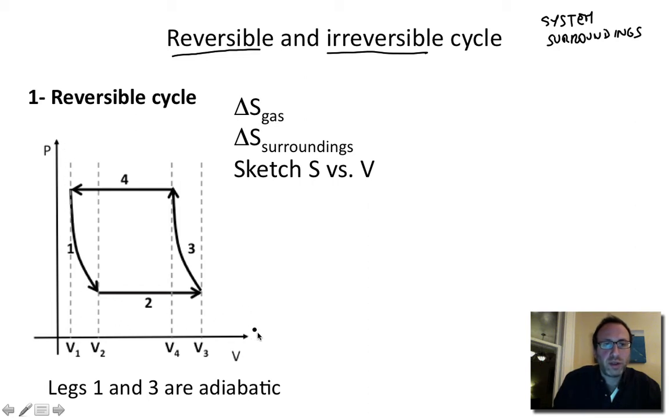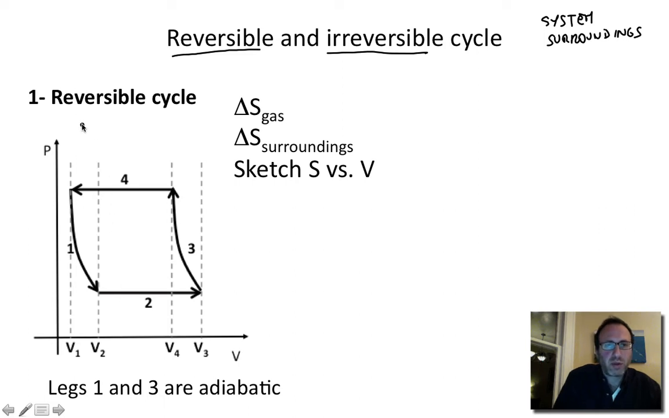and here it is. It's shown on the PV plane, and you can see that the legs are labeled 1, 2, 3, 4, so you go around the clock here, actually counterclockwise. Legs 1 and 3 are, 1 is an adiabatic expansion, 3 is an adiabatic compression, and 2 and 4 are isobaric processes. 2 is an isobaric expansion, and 4 is an isobaric compression.